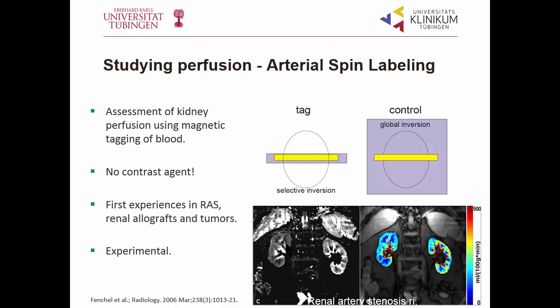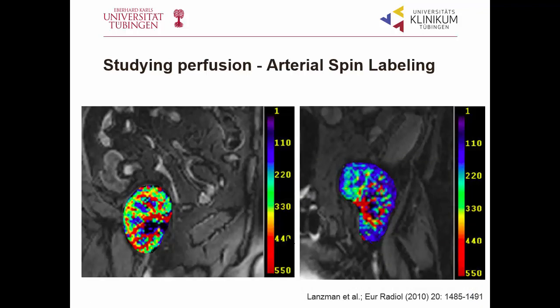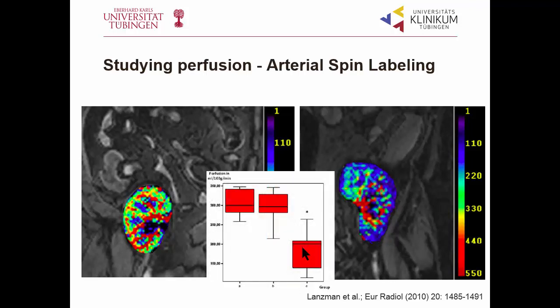And this is a patient with renal artery stenosis, where we can see the hypoperfusion on the right side. And we can also assess renal transplant, where we can see, in the case of deteriorated renal function, reduced perfusion, and we can see a significantly reduced perfusion in renal transplants which are not working completely fine compared to normal renal transplants.